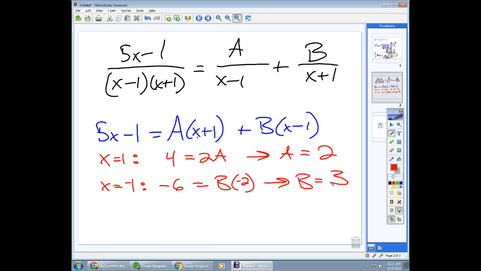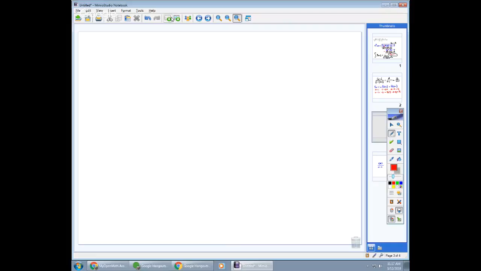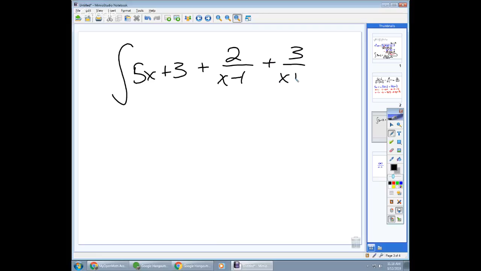Okay, so here's my new integral. My new integral is 5x plus 3 plus 2 over x minus 1 plus 3 over x plus 1. You think I got everything in the right spot? Yes, I think I did.